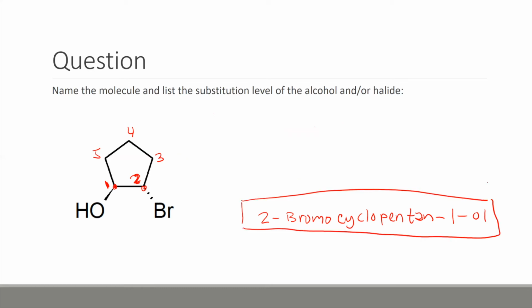But again, I said that we do have spatial information because of those wedges and dashes, so we can determine if this is R or S. And if I look at these carbons, I see that yes, this is a chiral center. There are 4 different things attached to it. And this is also a chiral center. So we have to determine the rotation of each of these chiral centers.